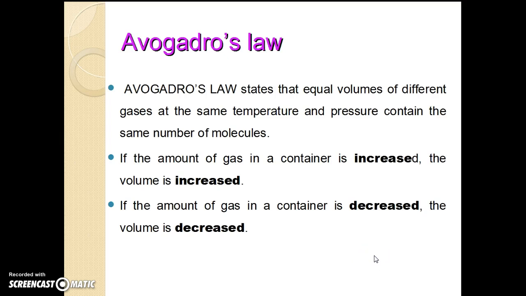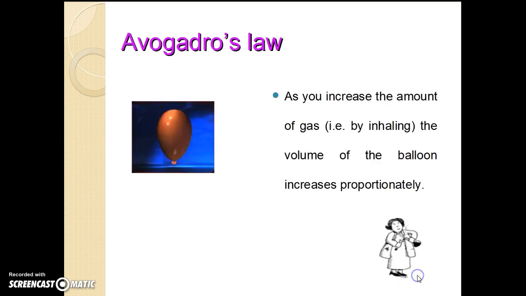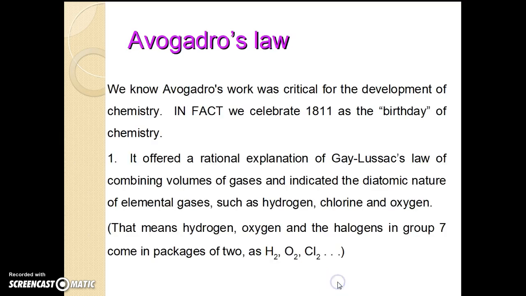And so if the amount of gas in a container is increased, the volume is increased. And if the amount of gas in a container is decreased, the volume decreases. So, using this balloon example, as we increase the amount of gas, for instance by blowing air into the balloon, the volume of the balloon will increase proportionately.